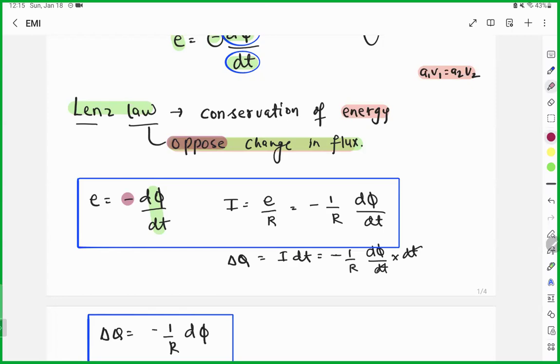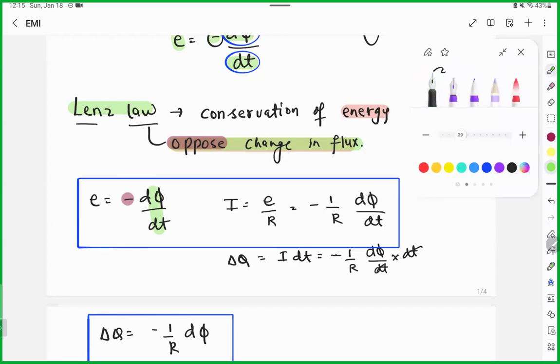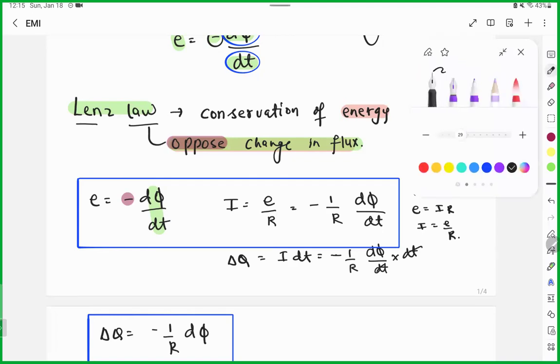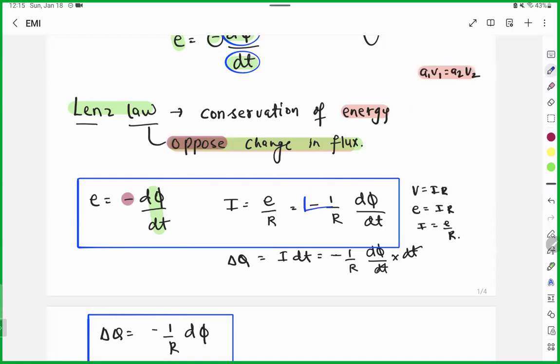Second, EMF is like voltage. So you can apply your Ohm's law. V is equal to IR. Instead of V, we have EMF is equal to IR. So I will be equal to E by R. Makes sense. And your E value was minus d phi by dt, divided by R.